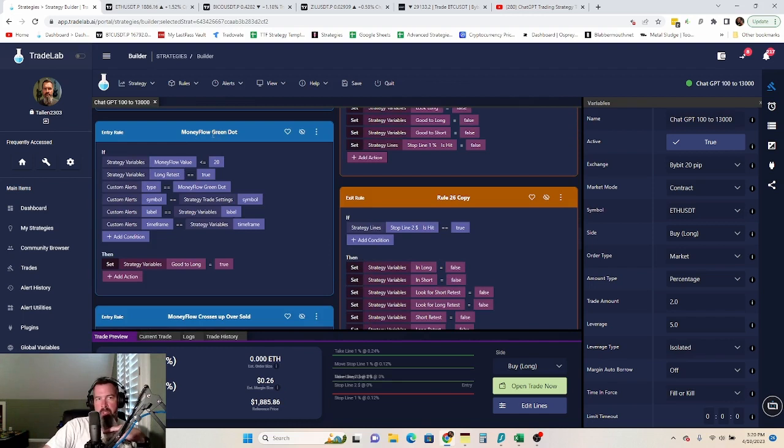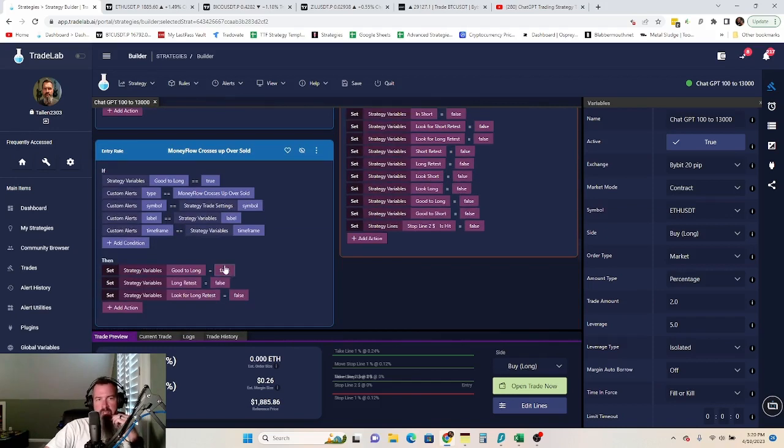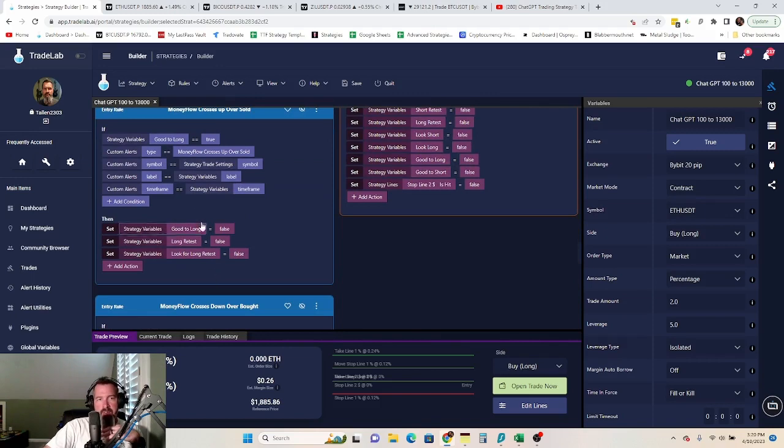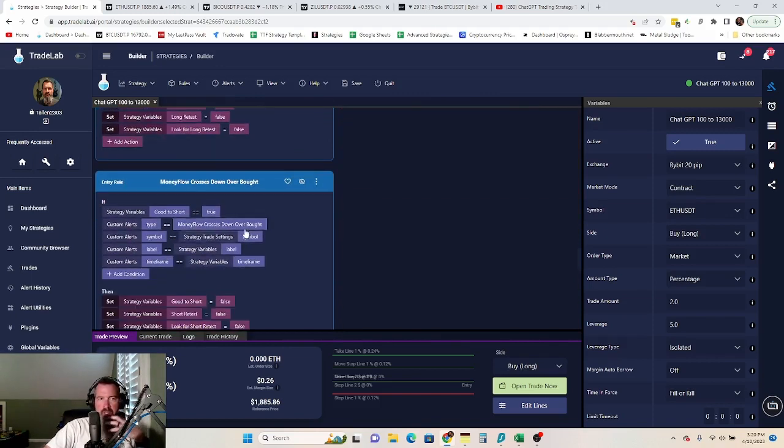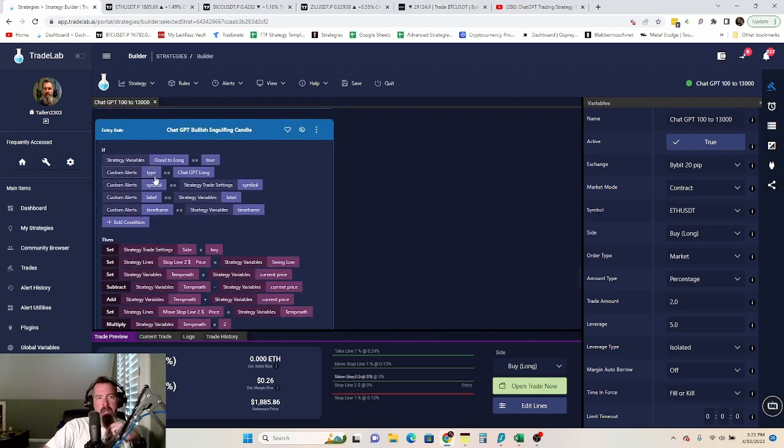And then if we're looking for a long, we want the money flow value to be equal to or below 20, and the long retest to be true. Then that will cause good to long to be true. That's correct. Money flow crosses up over sold. That resets our looking-for-the-trade variables here. When the money flow plot line crosses back up over, that resets all that stuff. That looks good. Then these are our entry signals.